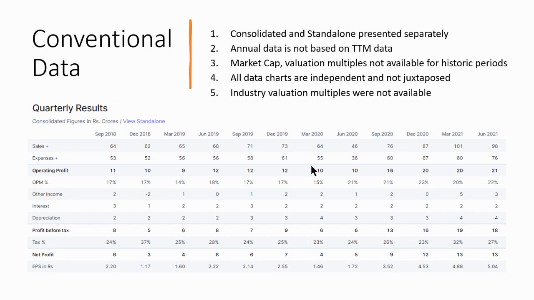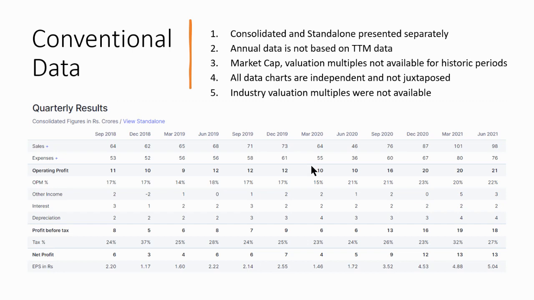So we see five problems in the way of presentation. One is there is separate data for consolidated and standalone, and it expects that investors should combine it the way they want. Annual data is based on March ended data, but not on TTM, while these days most investments happen based on TTM data. Market cap and valuation multiples are not available for historic periods.